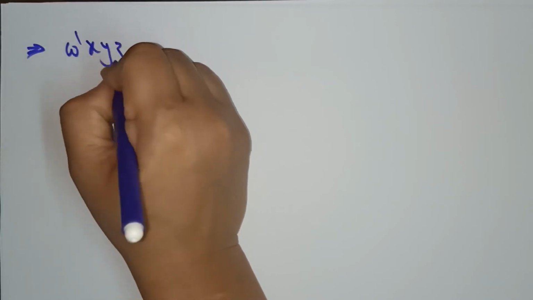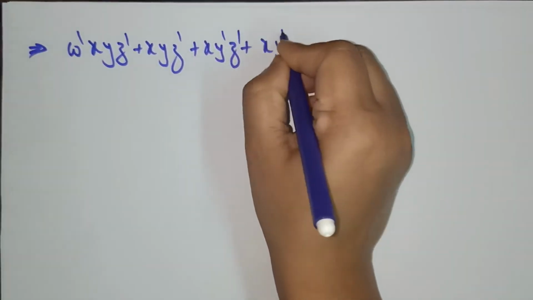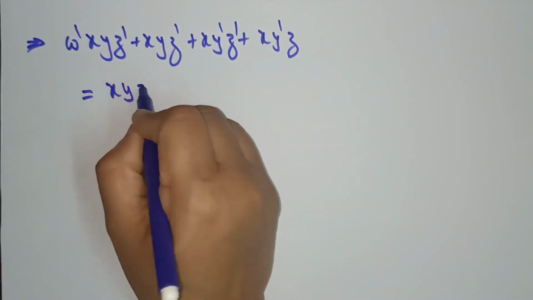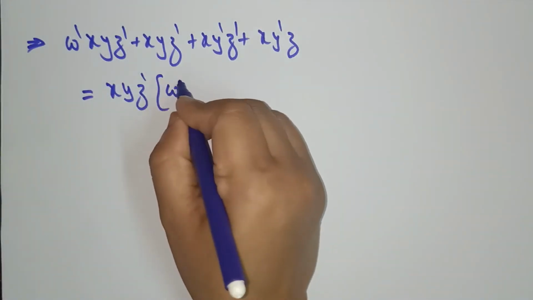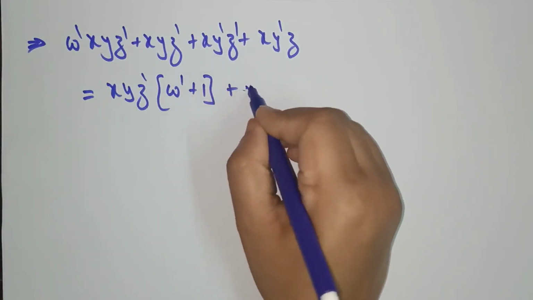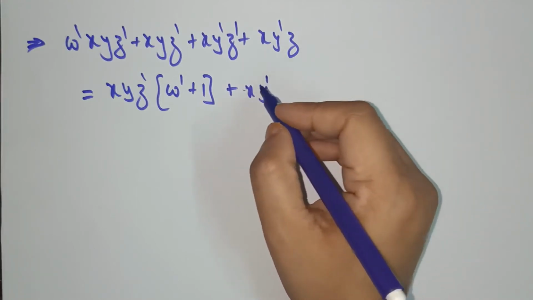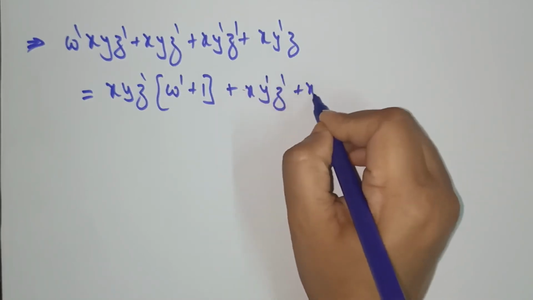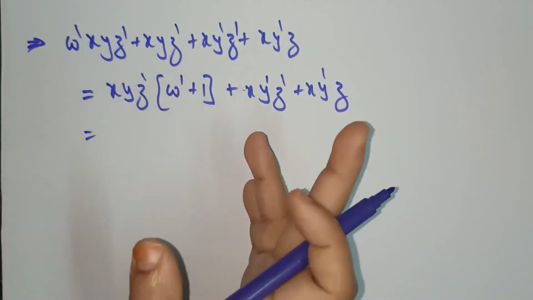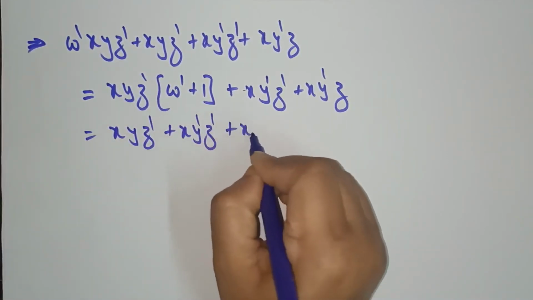W dash xy z dash plus xy z dash plus xy dash z dash plus xy dash z. So try to reduce the number of literals here. Take xy z dash as a common here. If I take it, I'll get w dash plus 1. And in this expression, let me write x y dash z dash plus x y dash z. So whenever w dash plus 1, it's nothing but 1 only. Okay, w dash plus 1, you'll get only 1. So x y z dash plus x y dash z dash plus x y dash z.